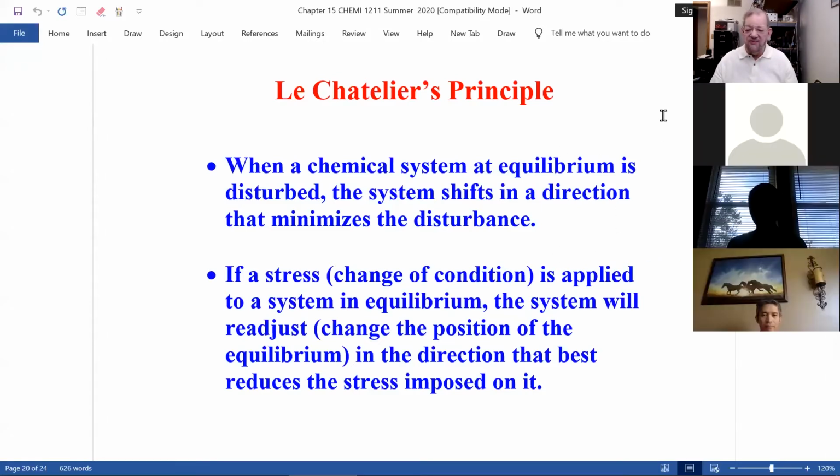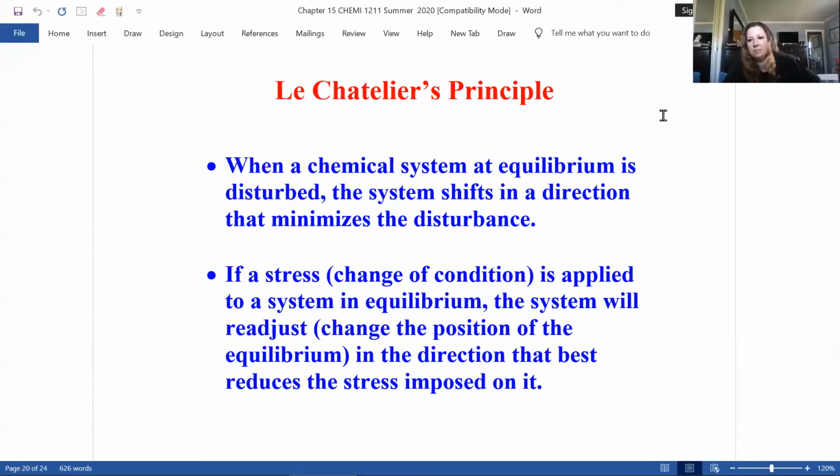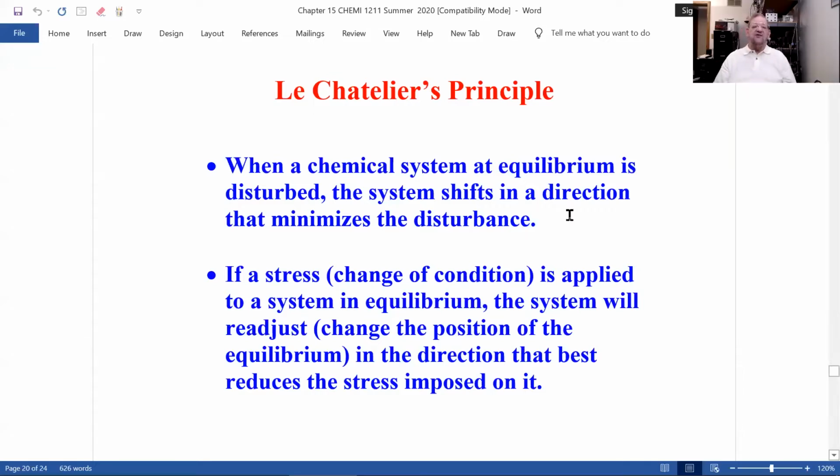All right, quick thumbs up, people. Do you see Le Chatelier's principle? Thank you. All right, today's lab deals with equilibrium and Le Chatelier's principle. Now, let me remind you, what is an equilibrium reaction?